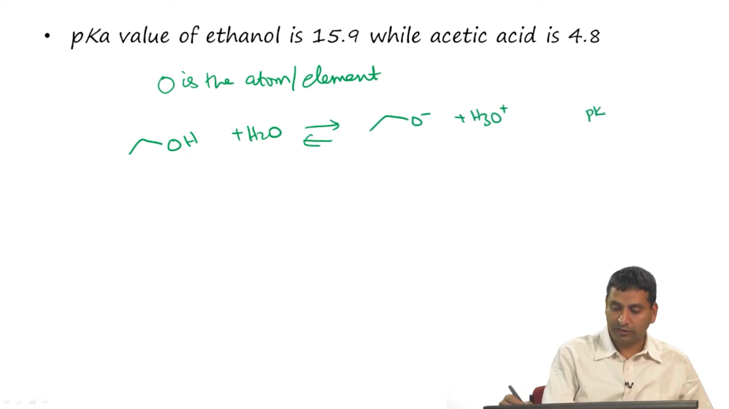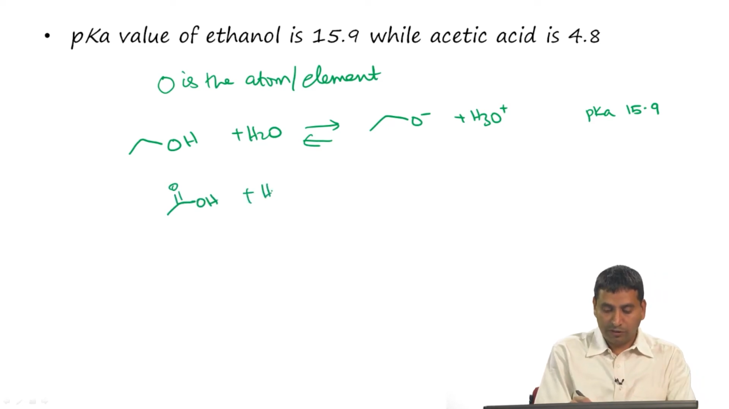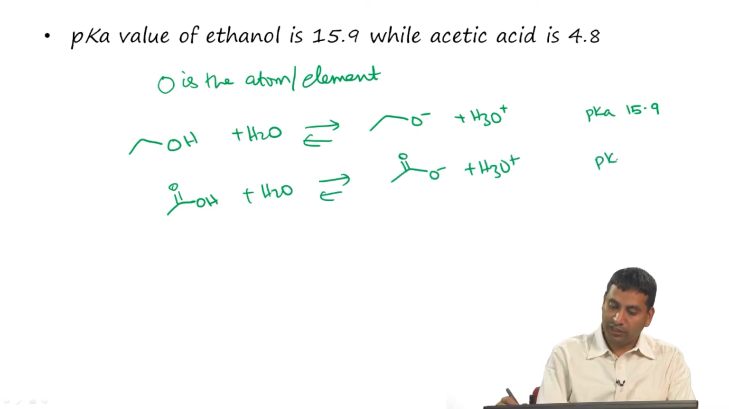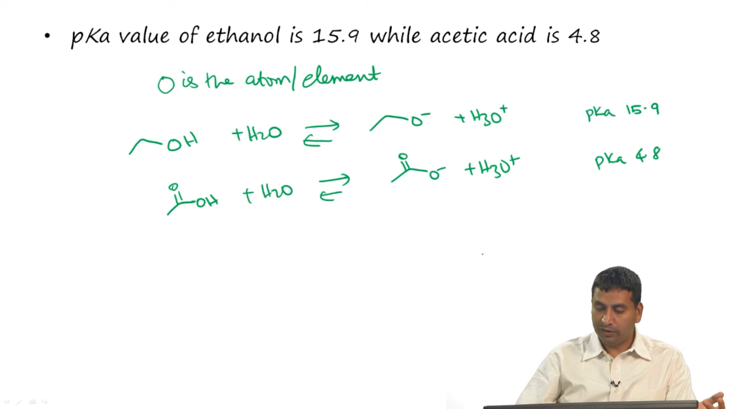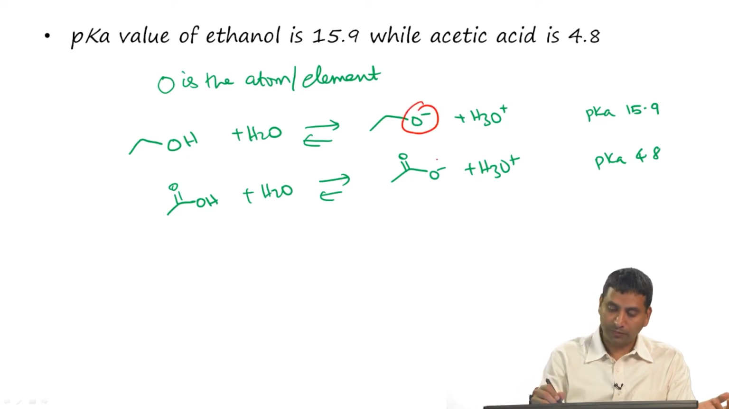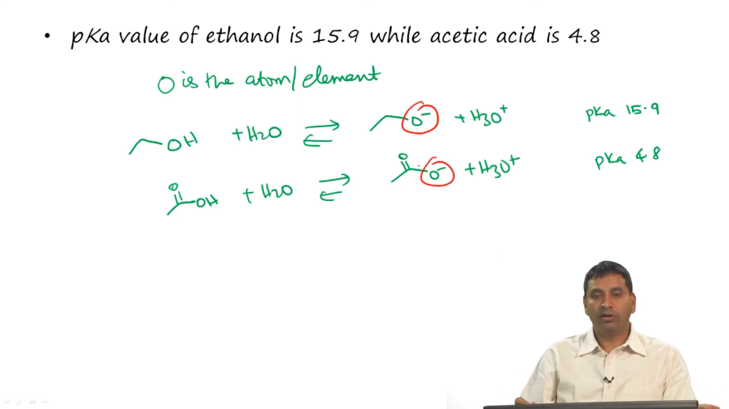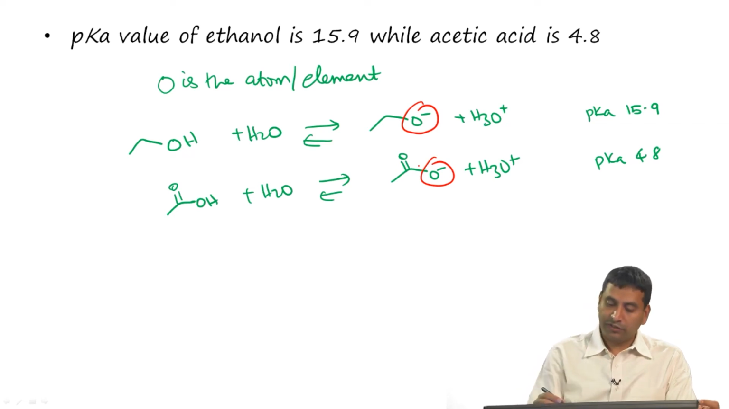So, here the pKa is 15.9, whereas for acetic acid, whose structure is this, plus H2O in equilibrium with acetate plus H3O plus, the pKa is 4.8, right. So, one way we can explain this is that you can see that the element involved is oxygen in both cases, right. But one important difference between acetate and ethoxide is the fact that acetate can actually involve itself in resonance.